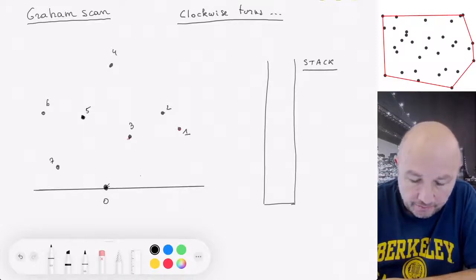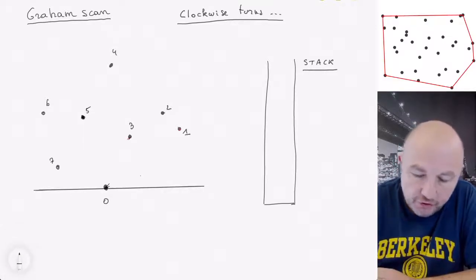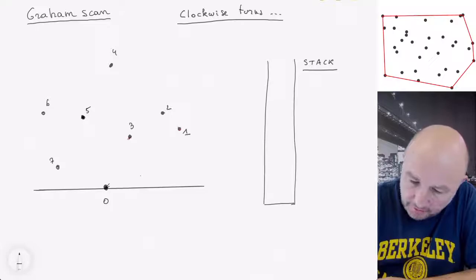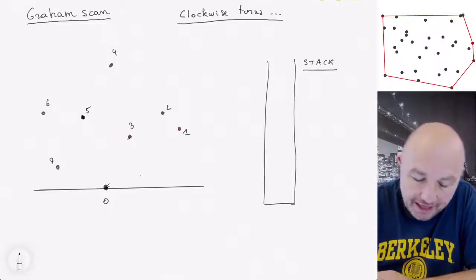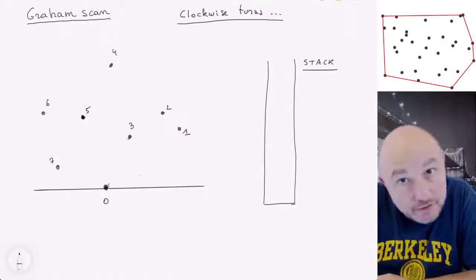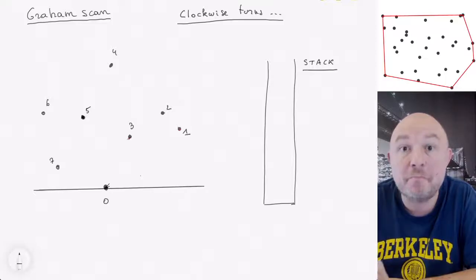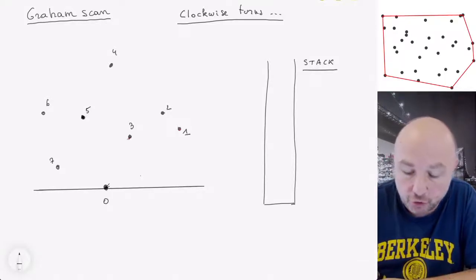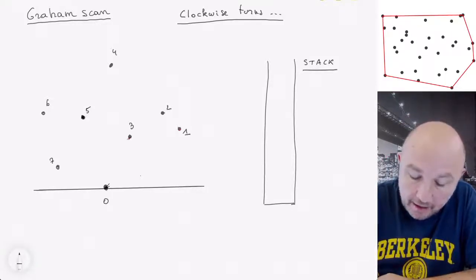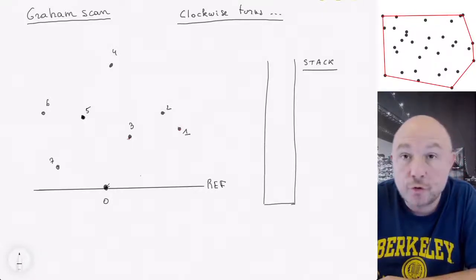What we're doing is, we first take the points, here we have 8 points, and take as reference the point which is the lowest point of the set. We know that this point belongs to the convex hull. So we are going to create a global reference with respect to this point.